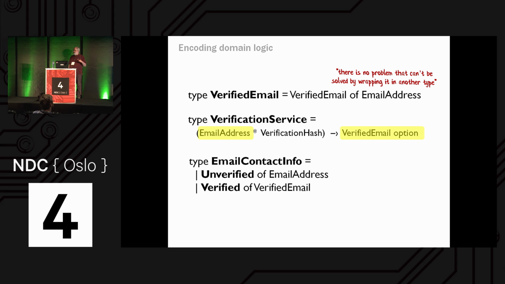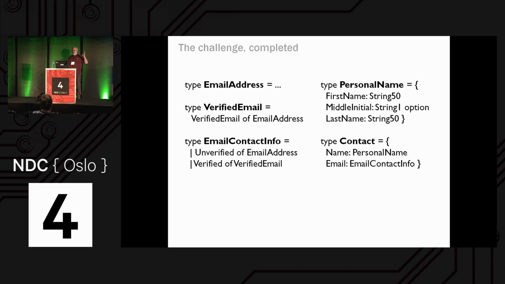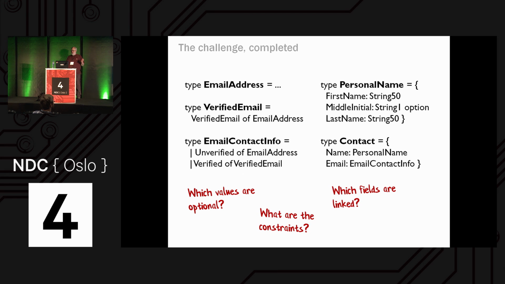So by doing this, I have actually embedded those business rules right in the design. Okay, I've guaranteed, I don't have to write a unit test for this anymore, because the design encapsulates those rules. And not only does that, it also looks nice. Okay, we'll see in a minute. So here's our completed challenge. Email address, we've got all these new types. Before we had one type, and now we've got email address, we've got a verified email, we've got an email contact info, we've got a personal name, we've got a contact, we've got string 50, and all these other things. So let's go back and visit the challenge. Which values are optional? What are the constraints? Which fields are linked?